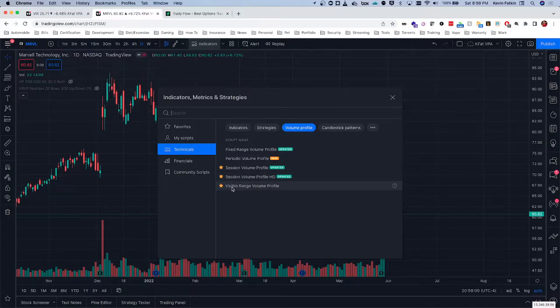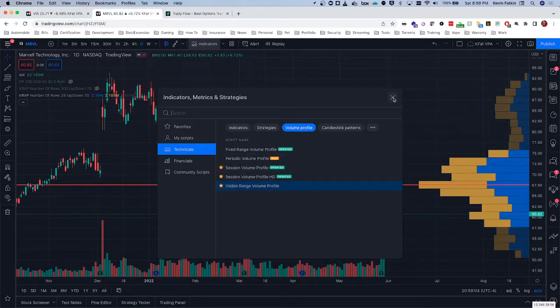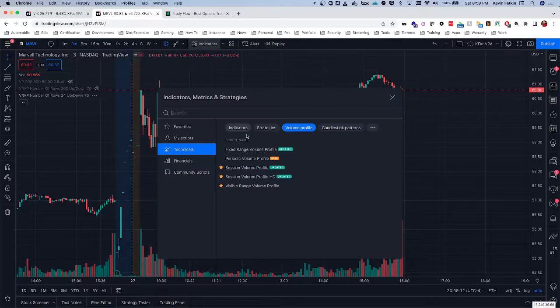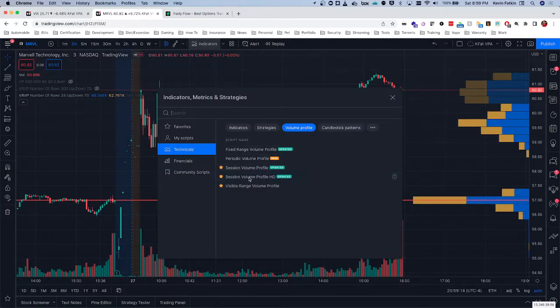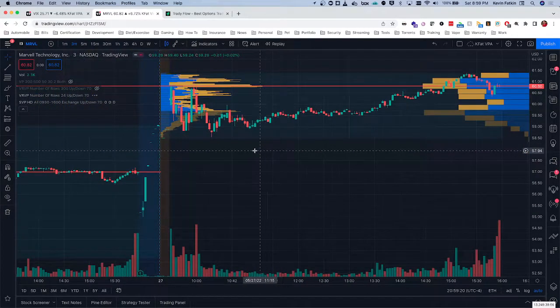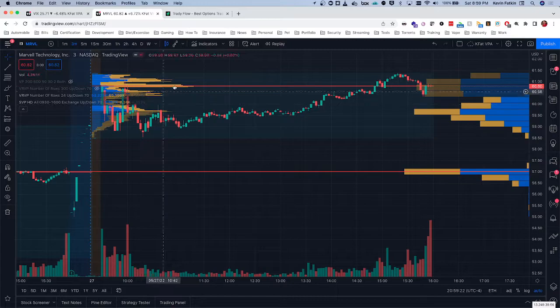Now, in this video, I'll be using visible range volume profile because I want to see the volume profile for the range that we're looking at. If I was trading the intraday chart, another option would be the session volume profile, which shows up here on the left and shows you the volume for the entire session, which is also very useful. I actually recommend using both if you have the paid version, because you can get a lot out of both. Like I said, we'll get into that in another video.